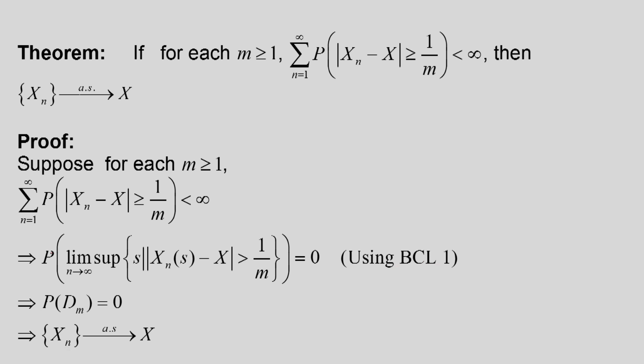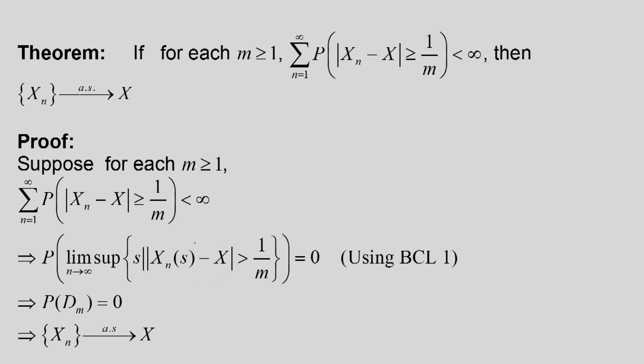So what will we get here? This implies that the probability of the limsup of the event such that mod of xn(s) minus x(s) is greater than 1 by m, as n tends to infinity, is equal to 0. That is the conclusion we draw with the help of Borel-Cantelli lemma 1.